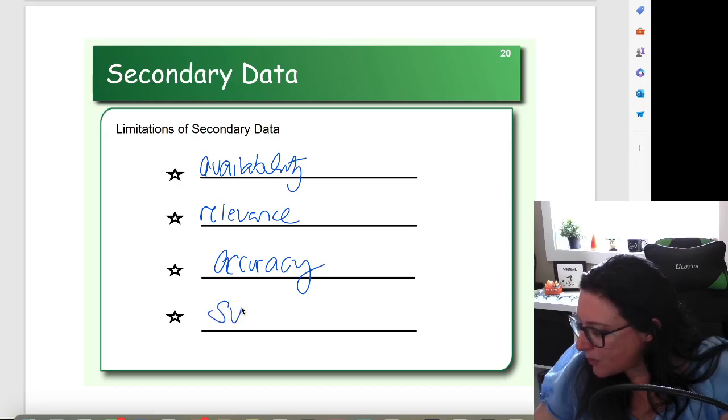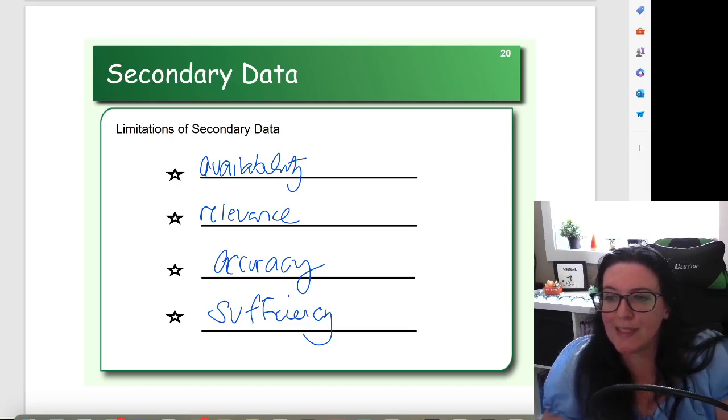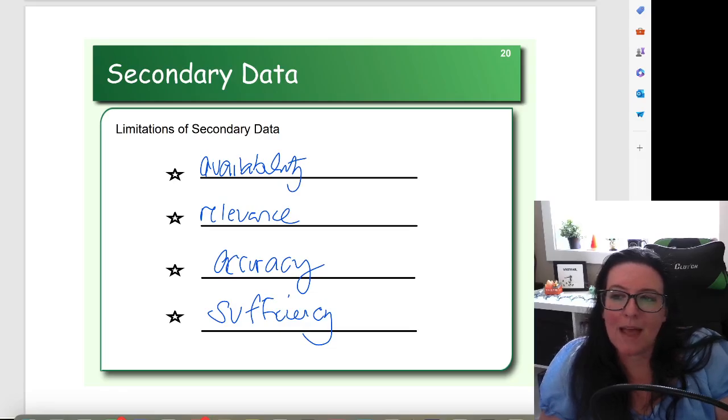And then we have the issue of sufficiency. Of course, the challenge with other people creating research tools is they didn't ask all the questions you would ask. They didn't collect all the data that you would collect. So does the data go deep enough for you to make the decisions or resolve the problems that you have? You need to make sure that it is sufficient.